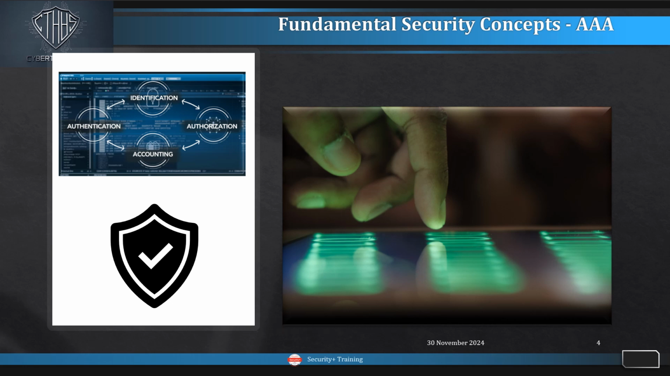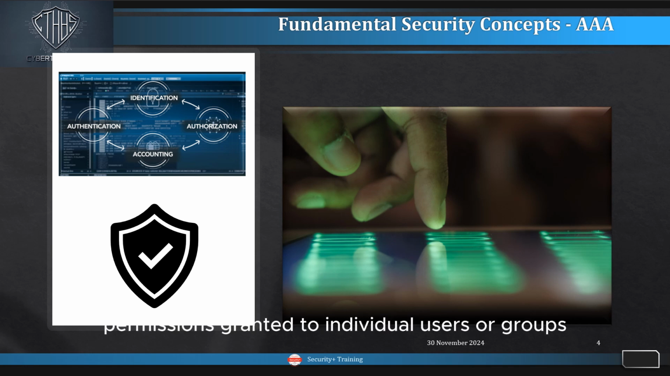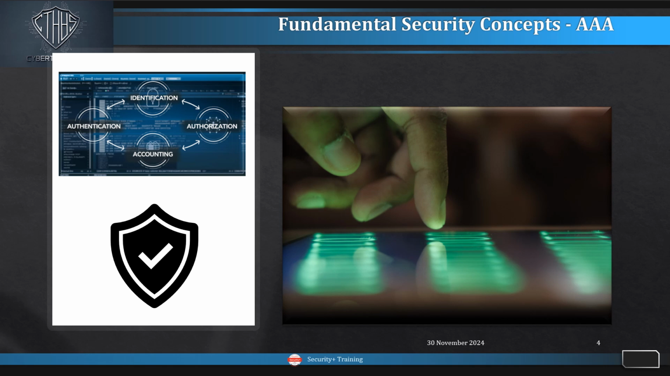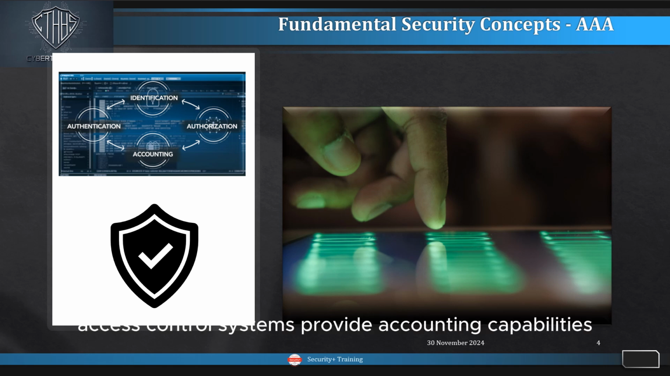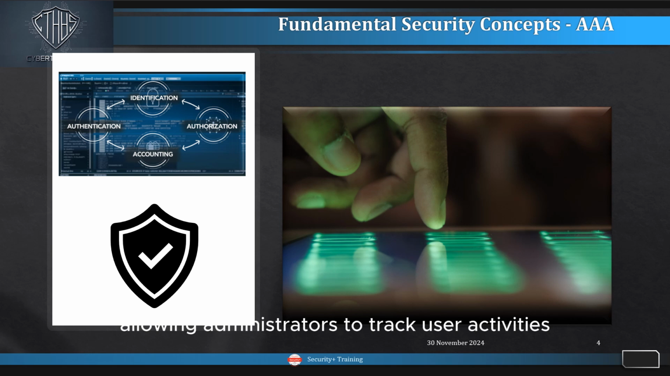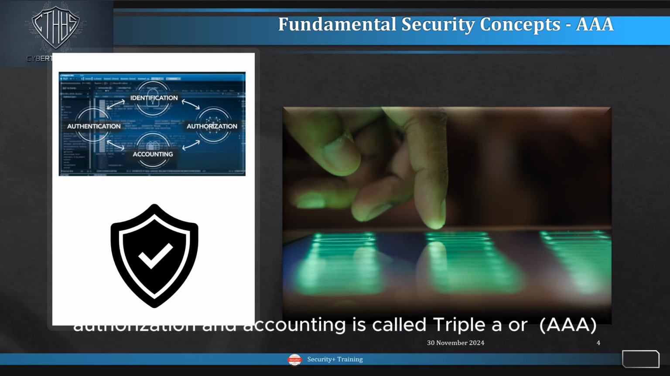In the digital world, authorization is often managed through access control lists, or ACLs, which define the permissions granted to individual users or groups for the file system. Users must go through identification, authentication, and authorization to access resources. In addition to these steps, access control systems provide accounting capabilities, allowing administrators to track user activities and review logs. This trio of authentication, authorization, and accounting is called AAA.